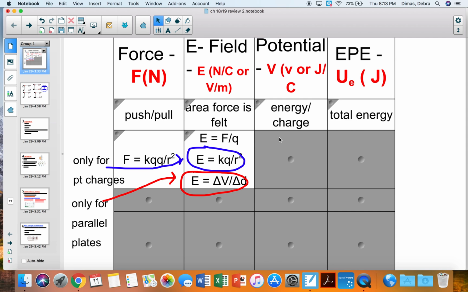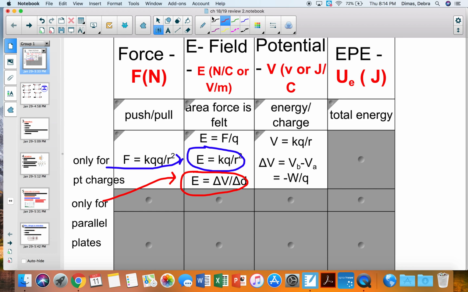And then potential has three equations, sort of. Well, V is the absolute potential, right? This is again for a point charge, but that's all you're going to have it for: V equals kQ over r. So just like this one, that is only for point charges as well, right? That's the only time you can use that. You can't use it any other time.